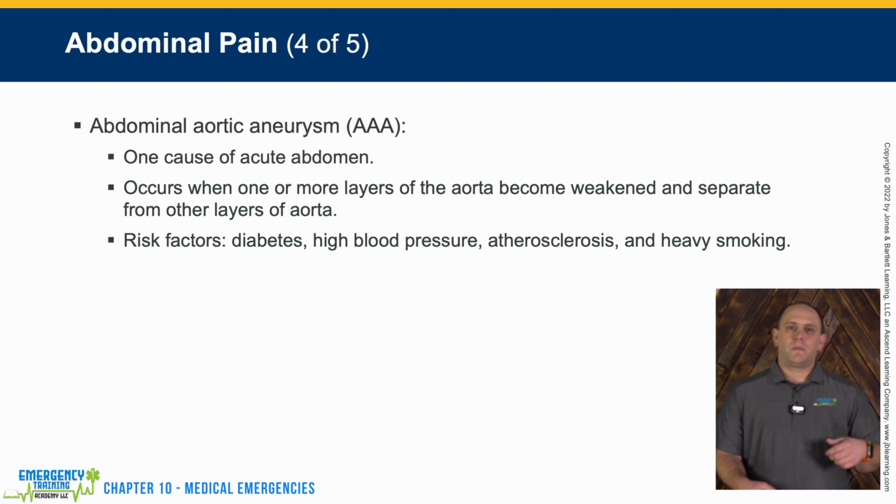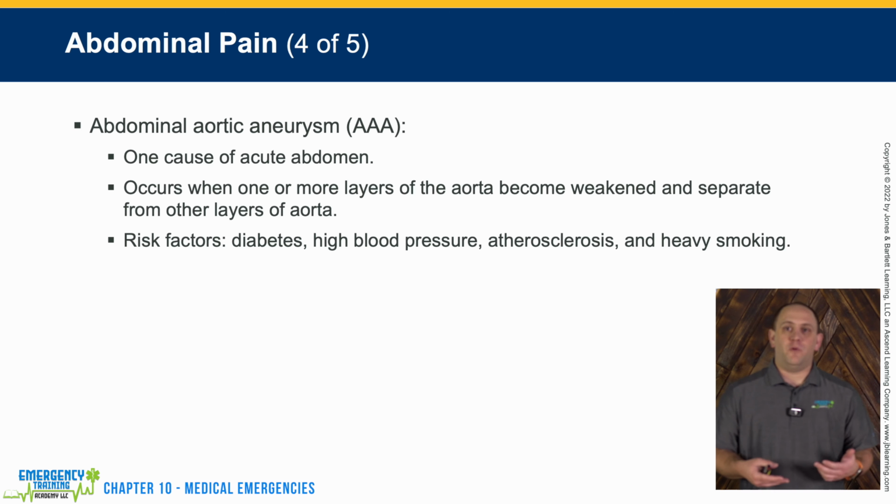One of the more serious things that we could have with our abdominal pain patients is called an abdominal aortic aneurysm. This is one cause of acute abdominal pain. It occurs when the layers of the aorta, the main artery coming out of the heart and supplying blood to the lower extremities, become weakened and the different layers of that artery start to separate.